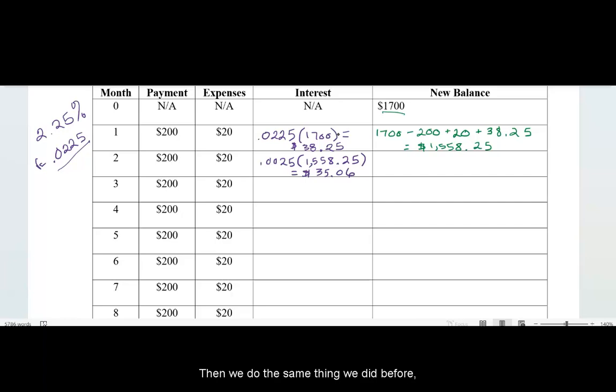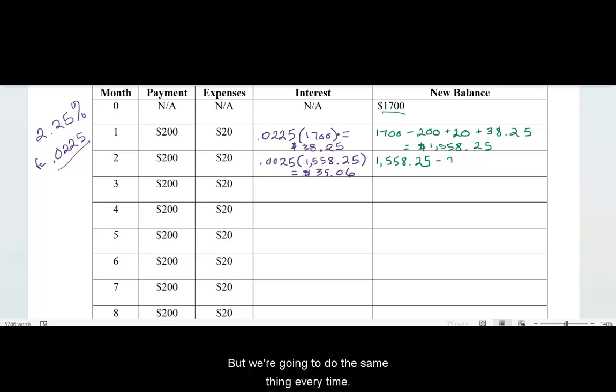Then we do the same thing we did before, except don't forget to use the previous balance, because that is your new balance now. But we're going to do the same thing every time. Minus 200, then plus 20.